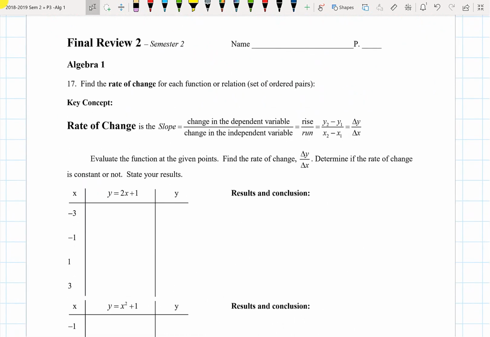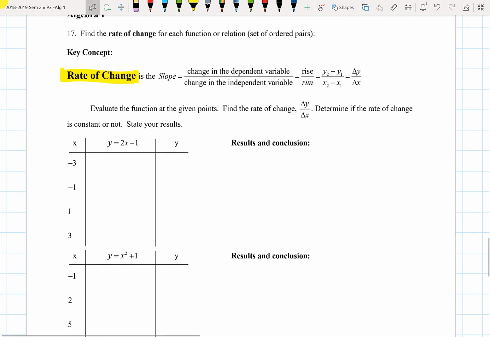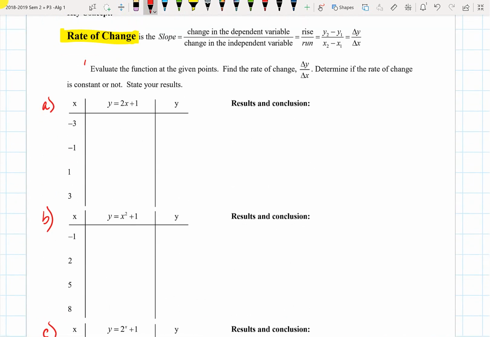Next concept, rate of change. Key concept here. So we want to figure out, what in the world is the rate of change? Because you're going to have to know what the rate of change is to answer different questions. For example, on this one right here, we'll call this example A, and this one B, and this one C. We want to do 3 things. Number 1, evaluate the function at the given points. Number 2, find the rate of change. Number 3, determine if the rate of change is constant or not, and then state your results. So we got 3 things to do.